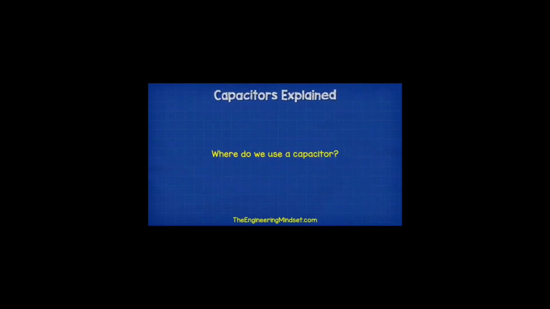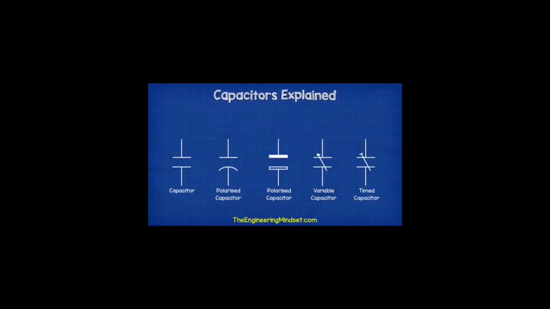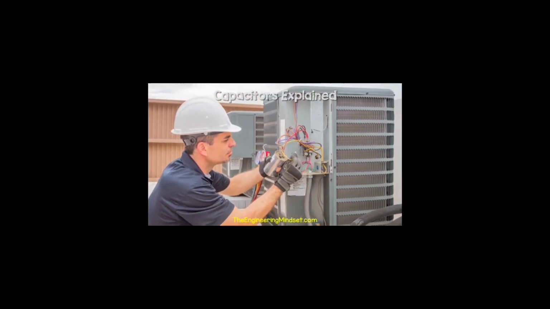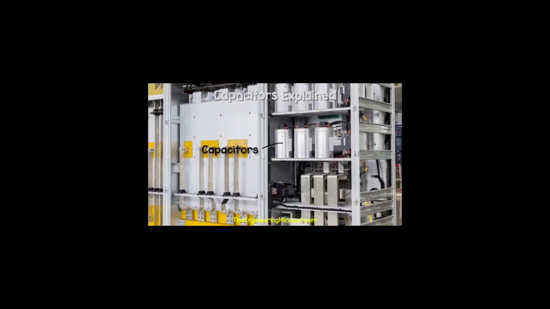So where do we use capacitors? They look a little bit different, but they're easy to spot. In circuit boards, they tend to look something like this, and we see them represented in engineering drawings with symbols like these. We can also get larger capacitors, which are used, for example, on induction motors, ceiling fans, and air conditioning units. We can get even larger ones, which are used to correct poor power factor in large buildings.